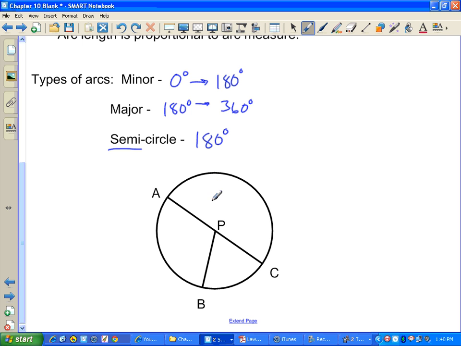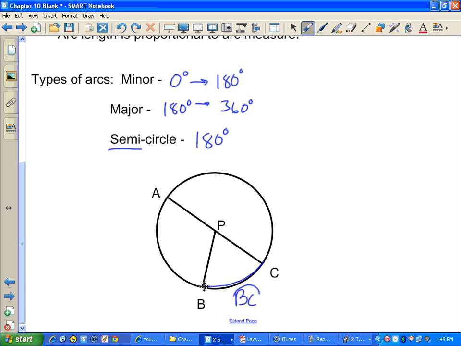Now the way you name these minor arcs, you only need 2 points. It's the 2 points that contain the minor arc. So if I want to talk about this arc, okay, this one, I can just say this is arc BC, and the way we name it is we put a little arc symbol on the top. It's kind of like a hat. Okay, so arc BC.